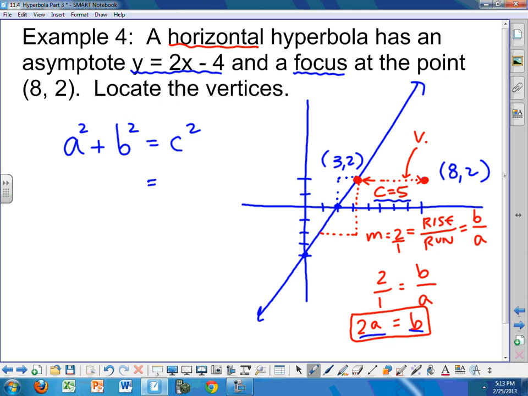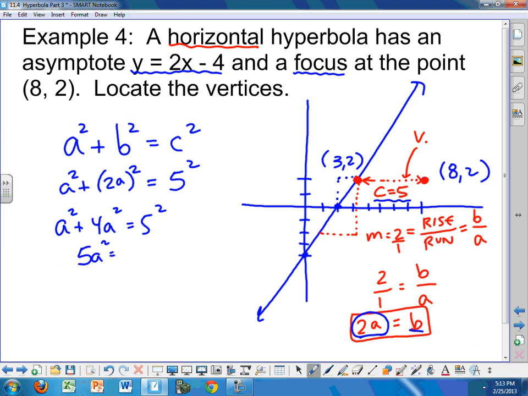I don't know what a and b are, but I do know their relationship right down here. So I am going to replace b with 2a, and I'm going to replace c with 5. That's going to be 5 squared is equal to a squared plus (2a) squared. Now I've got to put that in a quantity so that I don't forget to square the 2 as well as the a. This is a squared plus 4a squared equals 5 squared, or 5a squared equals 25.